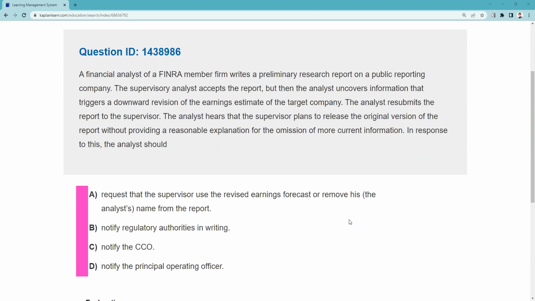Nines and tens and 24s are very challenging because there are a lot of judgment questions. Situations like this one.